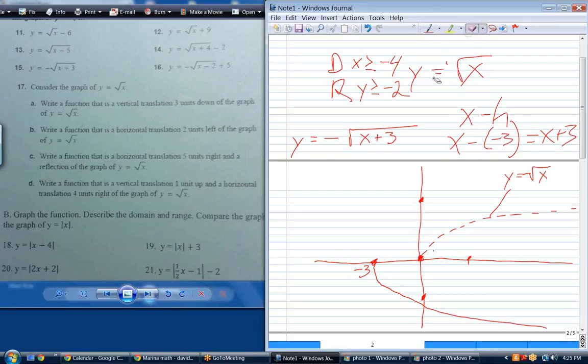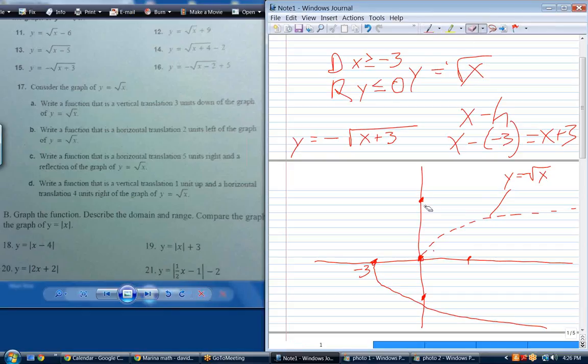What's the domain? X is greater than or equal to, or less than or equal to? No, you got it right the first time for the x. Greater than or equal to 3? Negative 3? And the range? Y is greater than or equal to 0? Is it greater than or equal to 0? We're looking at the solid line. Oh, less than or equal to 0. Yeah, that's correct. Less than or equal to 0.